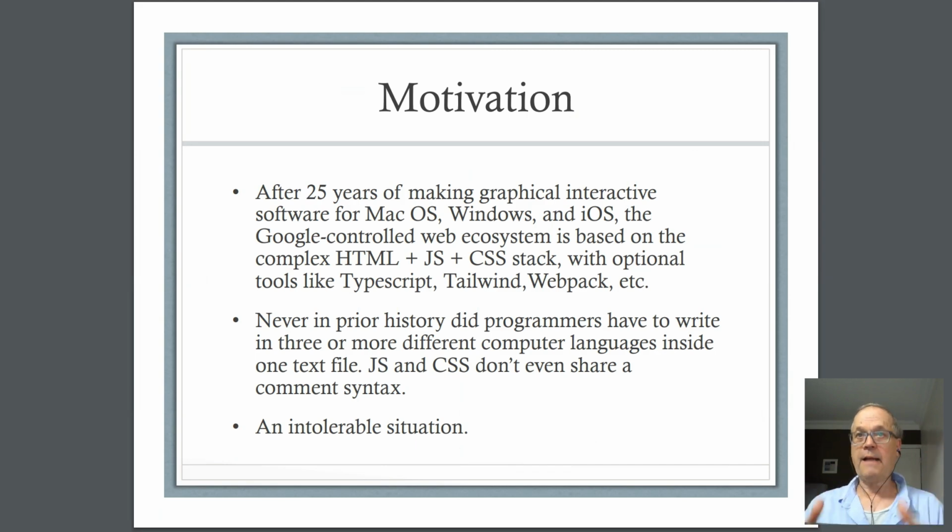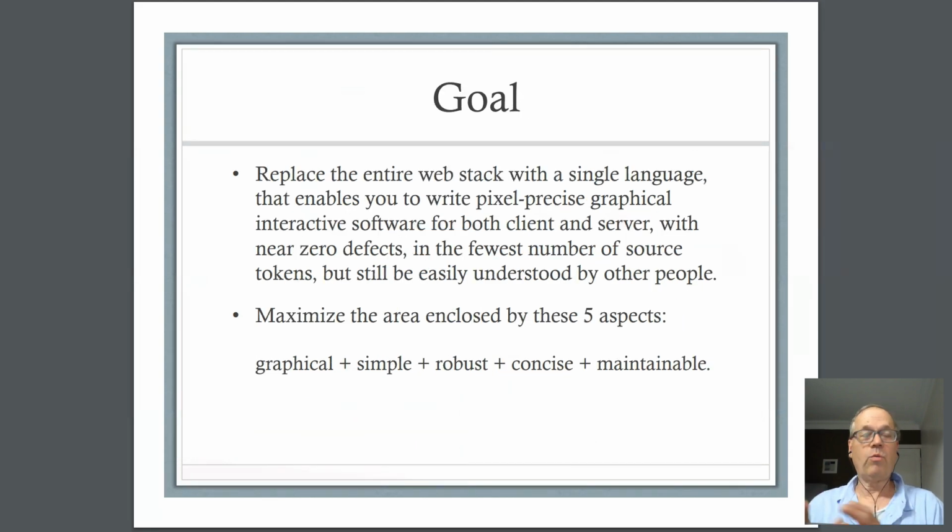So you've got to generate something in JavaScript. And frankly, never in history did people have to write in 3 different languages at once in some sort of file. Sometimes it's 4 languages. So I just couldn't stand it. So my goal was to replace that entire stack with a single language. And I want pixel precision, and I want it to be interactive, and I want it to be super robust and reliable, and I want it to be brief. I want it to be a shorthand notation for professional programmers. But I still want it to be able to be understood by other people. So I don't want it to be cryptic.